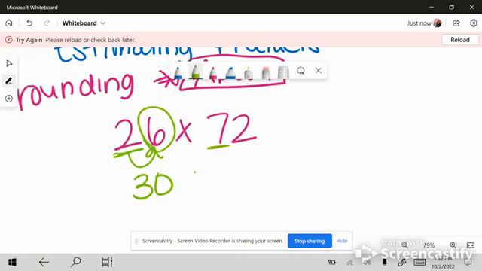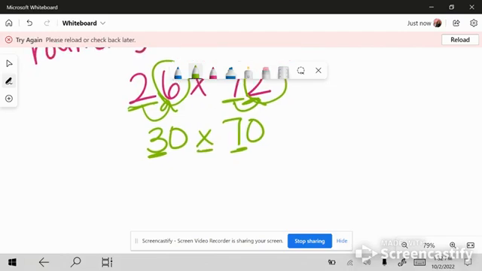I'm going to do the same over here for the 72. Rounding, I'm going to round down because 4 and less, let it rest, so our 7 is going to stay the same. So just like we did on our mental math multiplying by tens video last, we're going to do 3 times 7, which is going to be 21, and then we're going to count our zeros, 1 and 2.